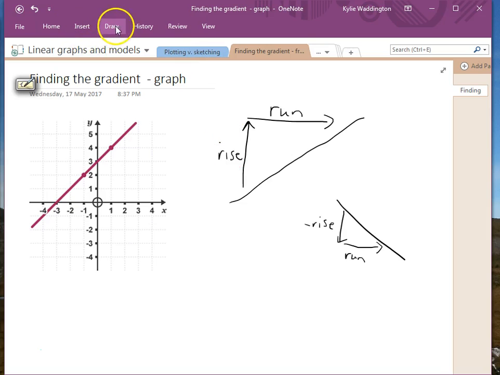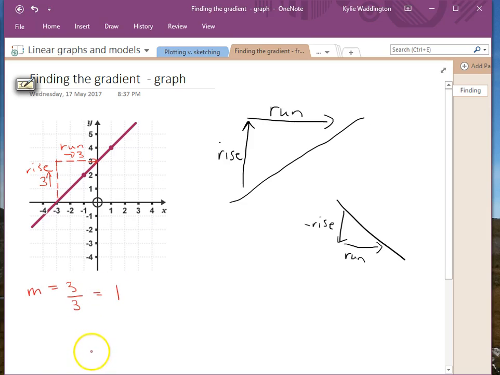So for the graph we've got on the left, I'm going to start at the x-intercept just because it makes life a little bit easier, and I'm going to count up and go to the y-intercept just because it's an easy marking place. So I go, okay, I'm going up 3 and across 3. So my run is 3, my rise is 3. So my gradient is m equals 3 divided by 3, which gives me a gradient of 1.